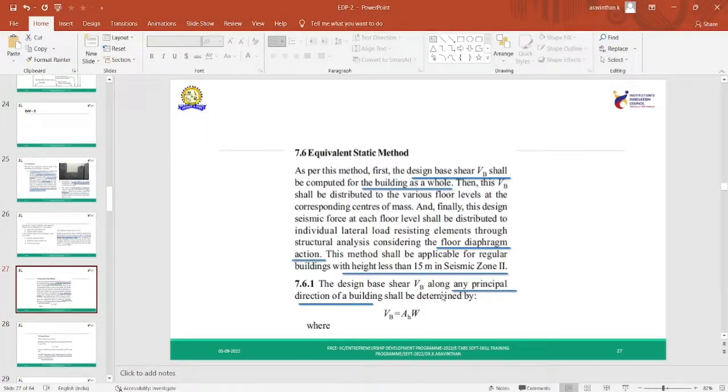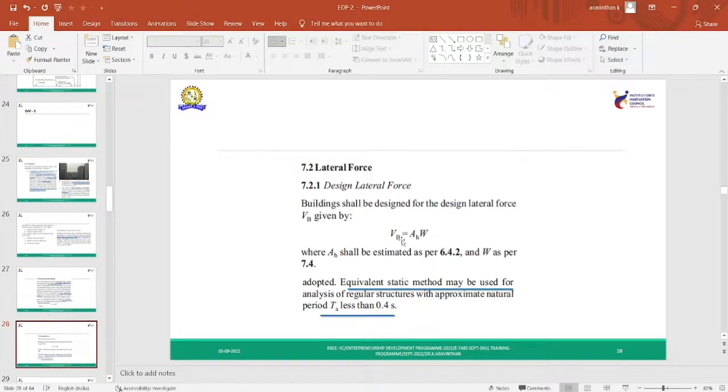Now you have to find VB, that is base shear. In any principal direction, VB can be found out by VB equal to AH into W. What do you mean by AH? Acceleration, that is horizontal acceleration. W is the self weight. Okay. Now how to find the acceleration, that is AH into W? Let us know that the AH can be found out by making our model to input the equivalent static load.